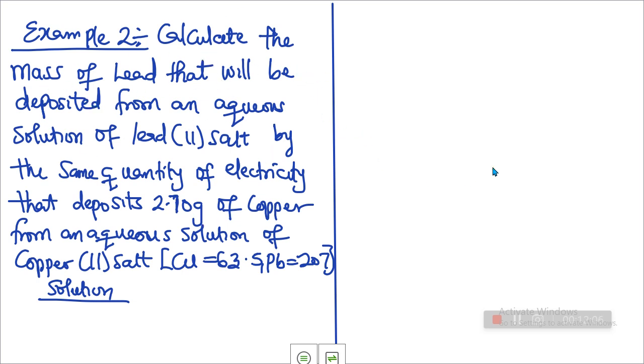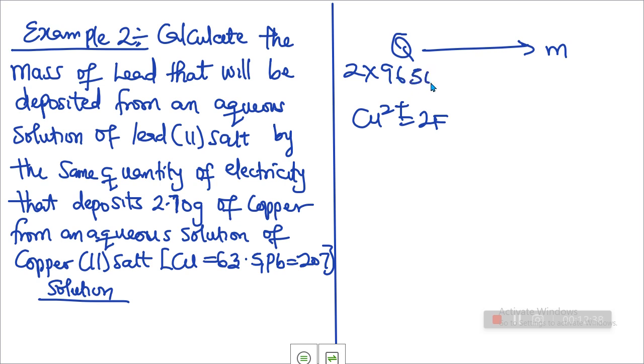I hope you understand. So for you to do this, you will firstly find the quantity of electricity for that of copper, because they said the same quantity of electricity, and they already gave you the mass for copper. So here we'll be looking for the quantity of electricity for copper. Now don't forget that it is copper 2 ion, so we are still going to be using 2 farad. So 2 farad is 2 times 96,500.